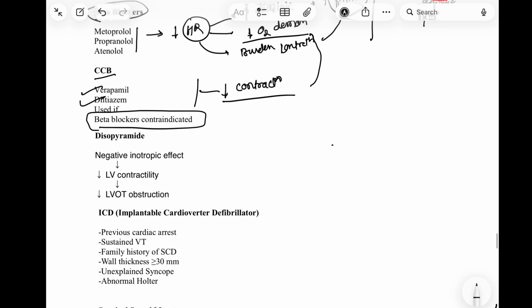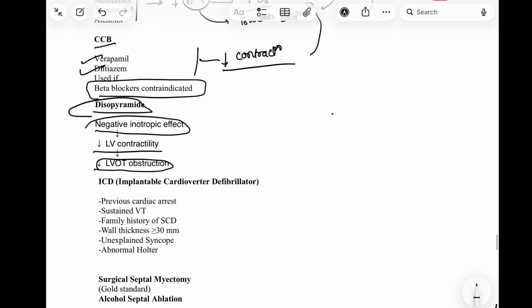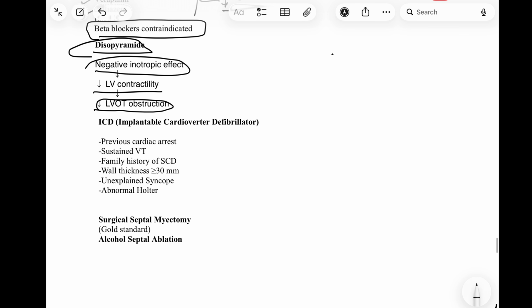Then there is also a third drug that we can use in HOCM, and it is disopyramide. It has a negative inotropic effect, and it decreases left ventricular contraction and it decreases LVOT obstruction as well. The final treatment option for this HOCM is to put in an ICD, that is, an implantable cardioverter defibrillator, so as to prevent the life-threatening arrhythmias that occur in HOCM, right?